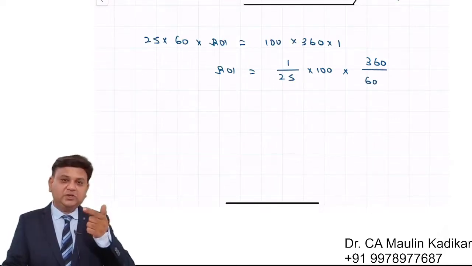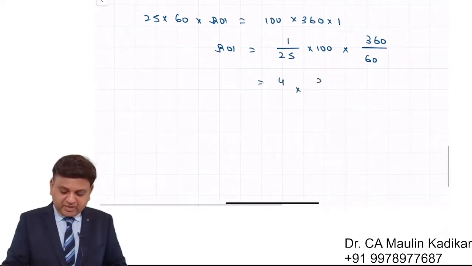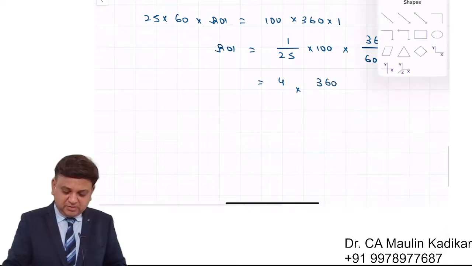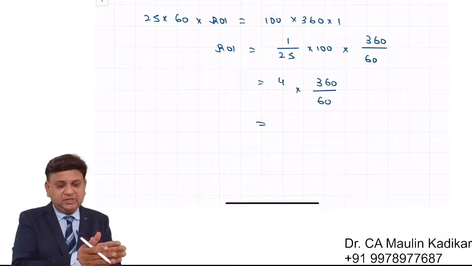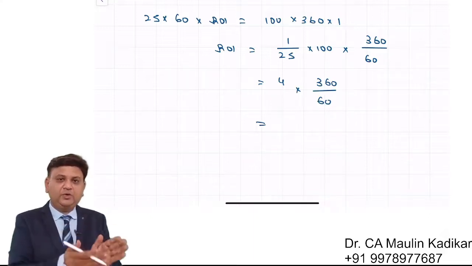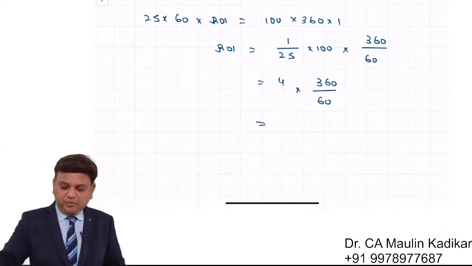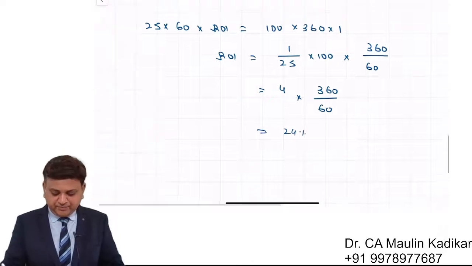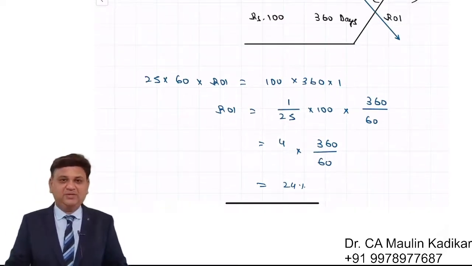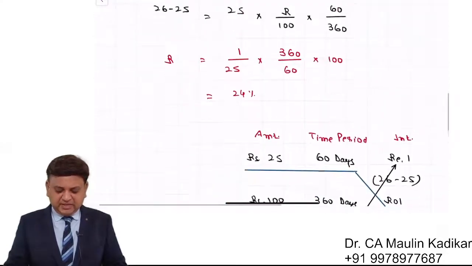So 1 rupee is the cost for using 25. Then for 100 rupees, how much is the cost? It is 4 into 360 upon 60. So you use the funds for 60 days, cost is 4. If at all you use the funds for the entire year, then what is the cost? 4 into 6, that comes to 24%. That is the way the cost is calculated. This is the logic that we have of this very simple formula that we study.